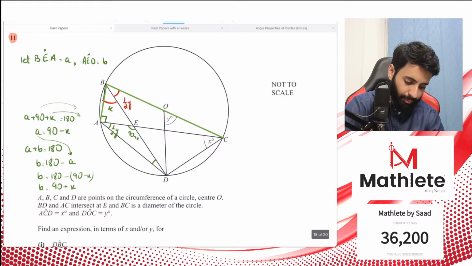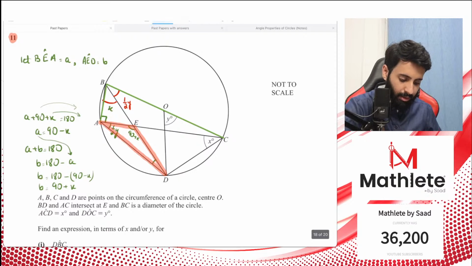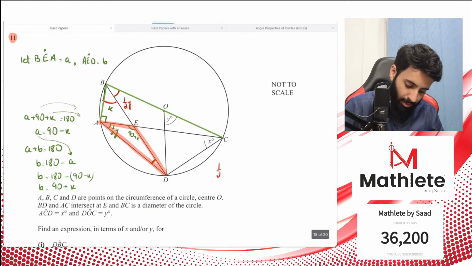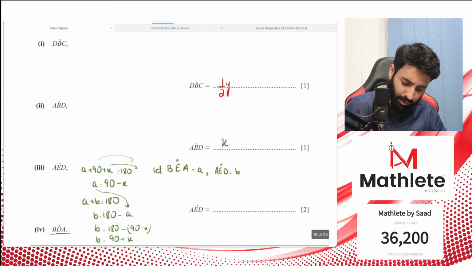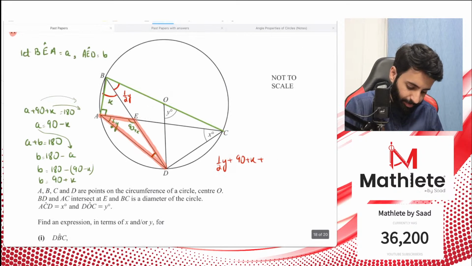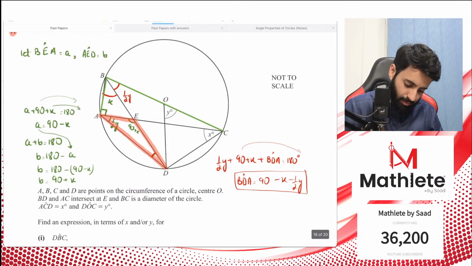So here's what we're going to do. We're going to use this triangle AED, and the sum of all these angles is going to be equal to 180 degrees. So half y plus 90 plus x plus, let's not call this C, let's just call it exactly what the question has called it, BDA, equals 180 degrees. Now you work out the angle BDA by taking everything over to the other side. So 180 minus 90 is 90, minus x, minus half y. There you go. That's your answer.